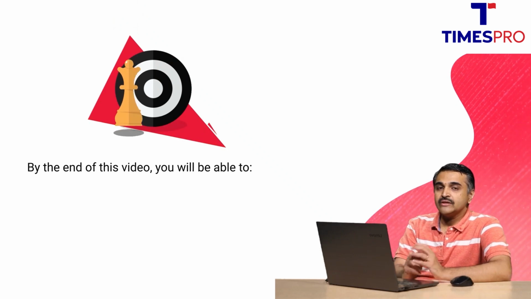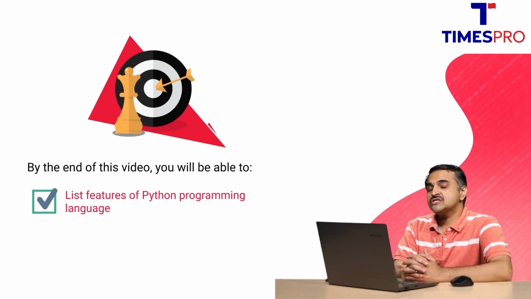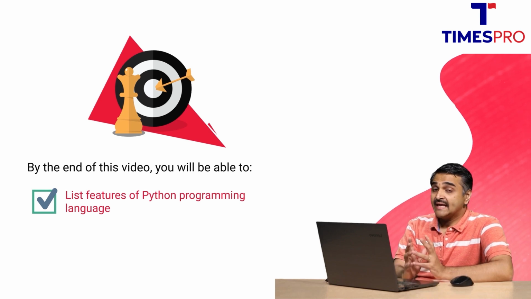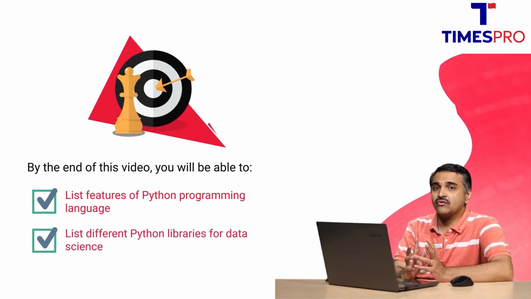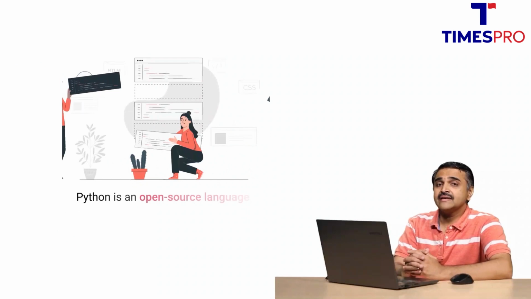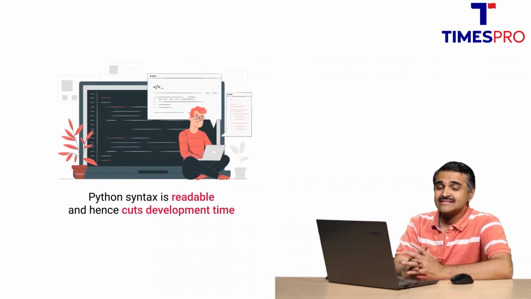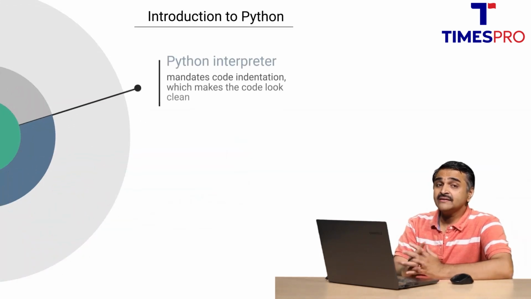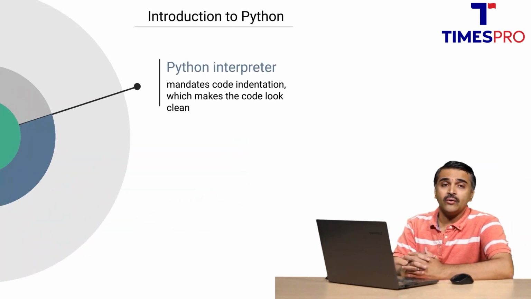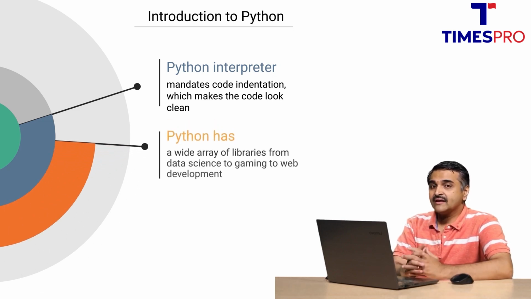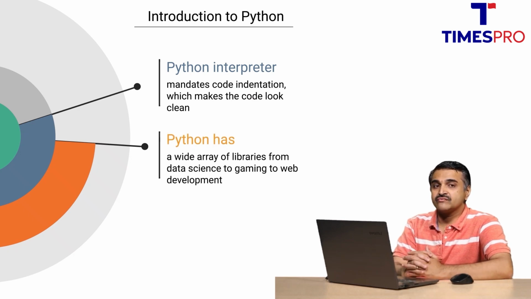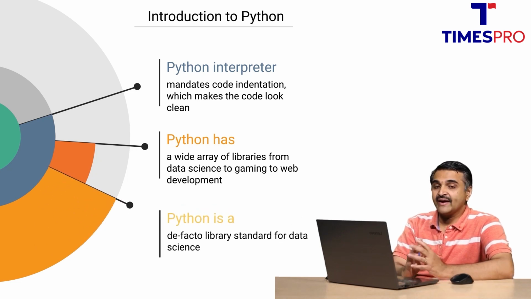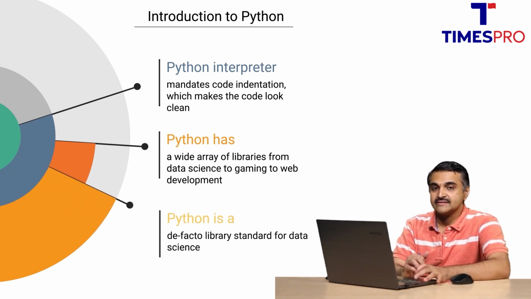By the end of this video, you will be able to list the features of Python programming language, and list different Python libraries for data science. Python is an open source language. Python syntax is readable and hence cuts development time. Python interpreter mandates code indentation, which makes the code look clean. Python has a wide array of libraries from data science to gaming to web development. Python is a de facto library standard for data science.